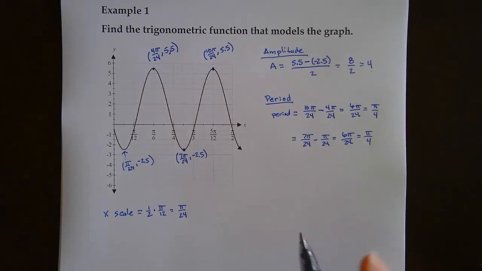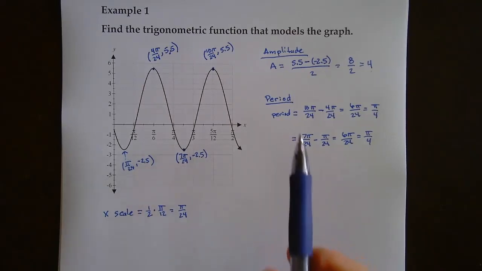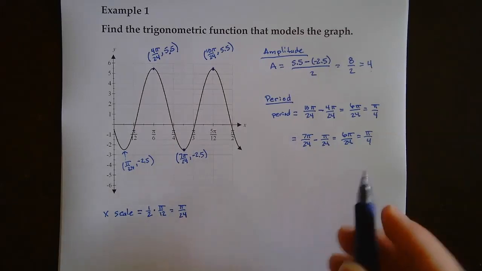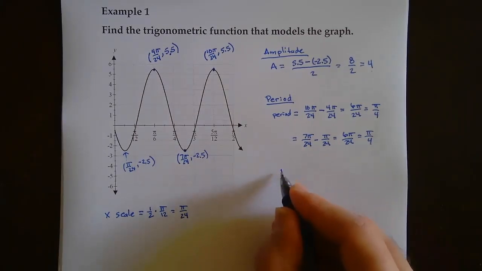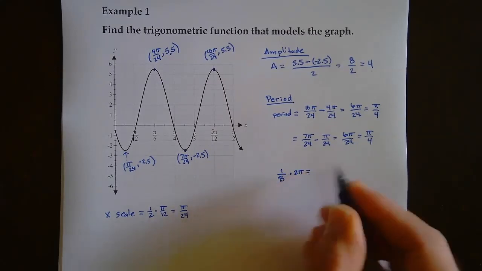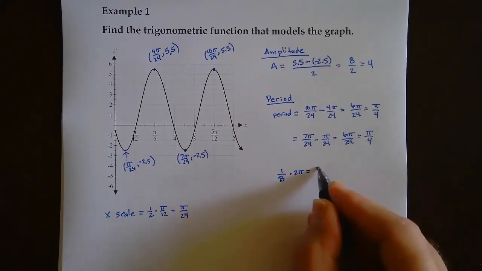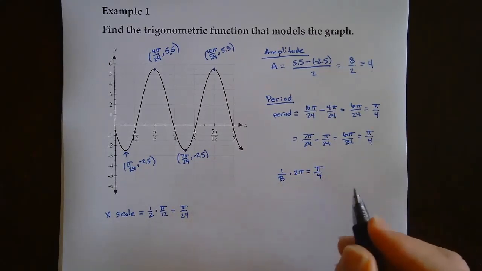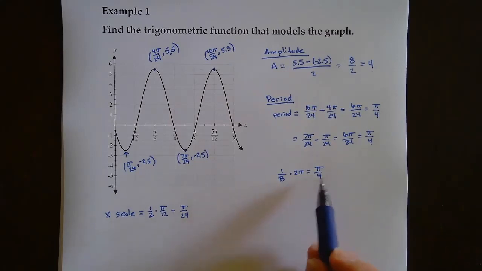A third way, all right? So how do we get the b value? Okay, so I know that if I take 1 over b, whatever 1 over b is, and multiply it by 2 pi, I wind up with this period of pi over 4, okay? So I'm going to multiply both sides by 4b.